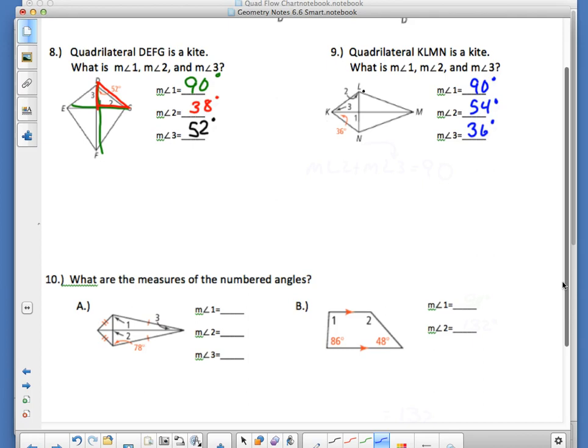Okay, last two, kind of a self-quiz. See what you know, and please be advised, same side interior angles are back in play.